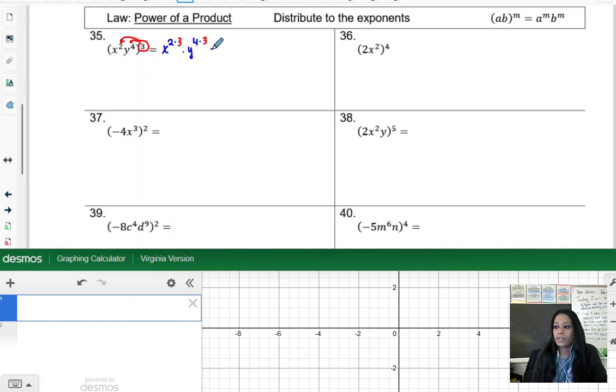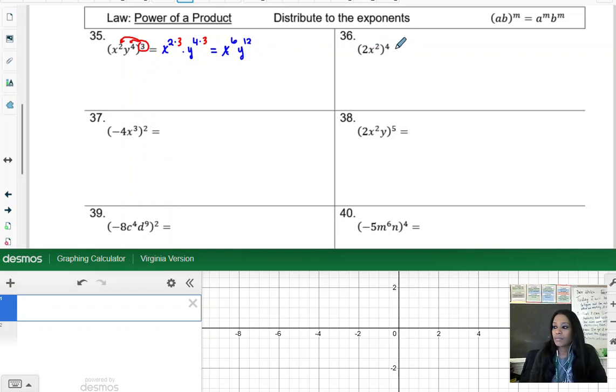And then we're just going to do the multiplication here. So you have x to the power of 2 times 3, which is 6, and then y to the power of 4 times 3, which is 12, and that's it. These two, I cannot combine them, right? Same thing here with numbers.